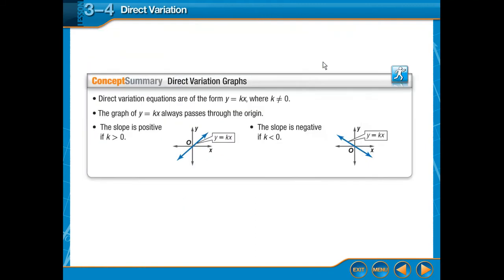Okay, so direct variation equations are of the form y equals kx, where k is not equal to 0. So the graph of y equals kx always passes through the origin. I mentioned that. If k is positive, greater than 0, then the slope is positive. And the slope is negative if k is less than 0. So if k is negative, it's going to be a negative slope, so it's going to be decreasing as you go from left to right.